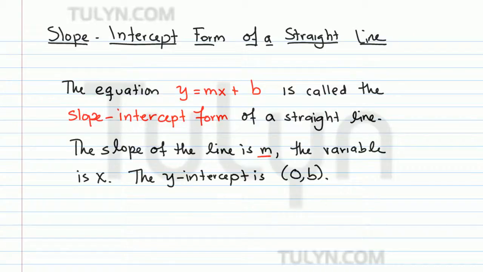The most common form that you see linear equations or equations of a line is something called the slope-intercept form, and it's of the form y is equal to mx plus b, where the slope is m, the variable is x, and the y-intercept is the coordinate (0, b). So it's the point where the graph intersects the y-axis.